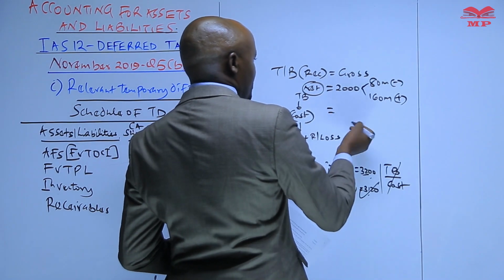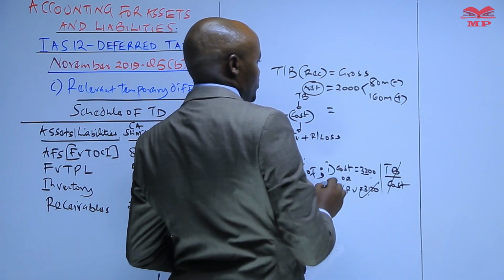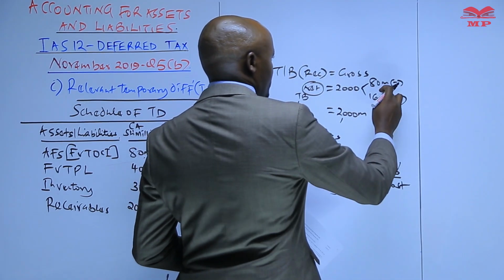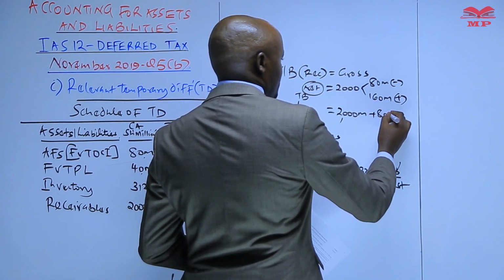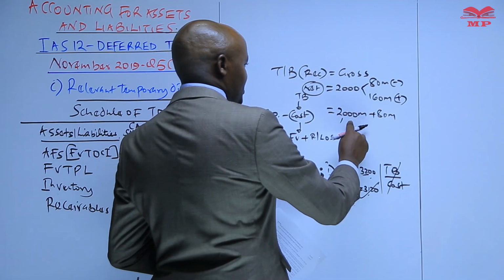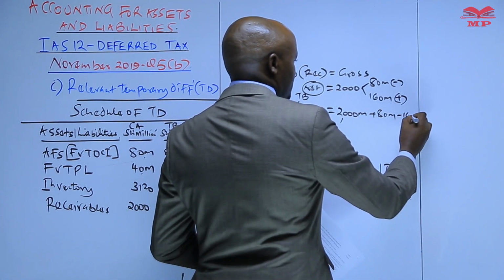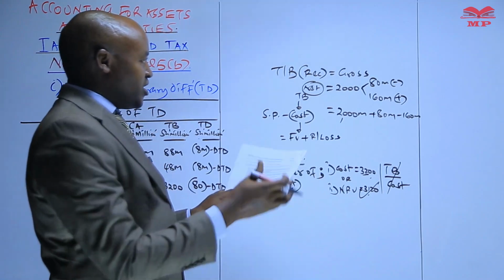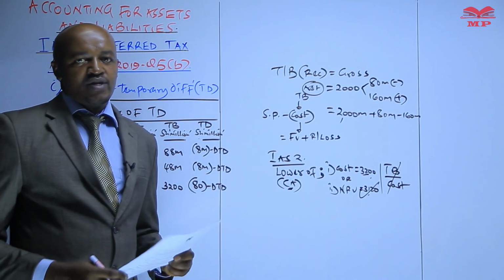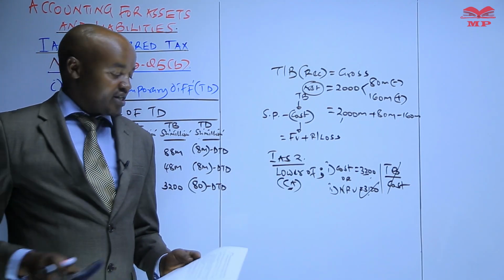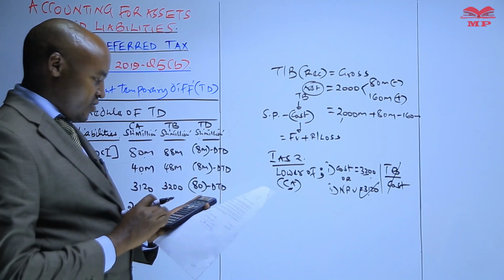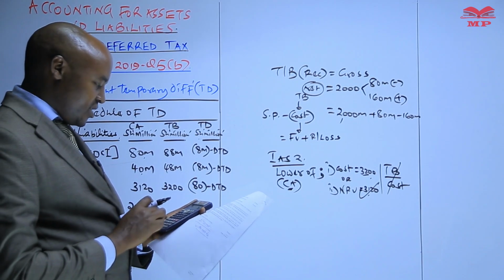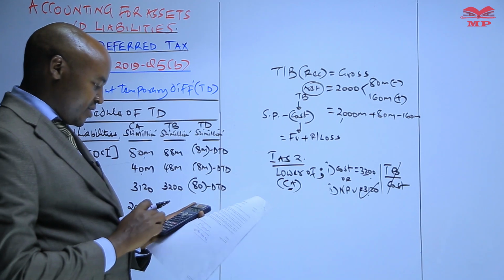But how do we get the original amount of the receivables? To get the original amount of receivables, we take 2,000, we add the 80 million, which has already been deducted in arriving at this, and then we less 160, which has been added in arriving at that figure. That will give us now the gross, the original amount of what? Receivables, which is now the tax base. So let's do that. So we have 2,000 plus 80 minus 160.